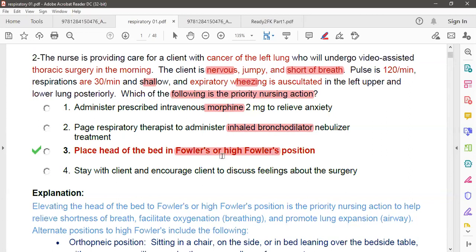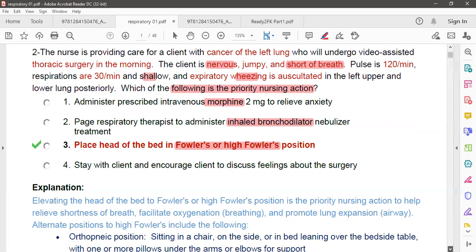Keep the head of the bed upright, Fowler or high Fowler or orthopneic position. It can facilitate the patient's respiration. Then you give them a bronchodilator or other interventions. Staying with the client and encouraging the client, saying, yes, I will be there, I will explain everything, then the patient will feel good, get confident, and anxiety reduces. But that is not the first priority. Positioning is the first important thing here.